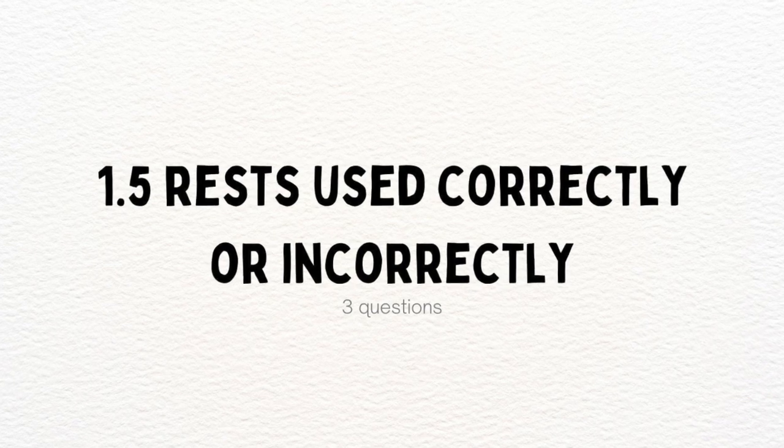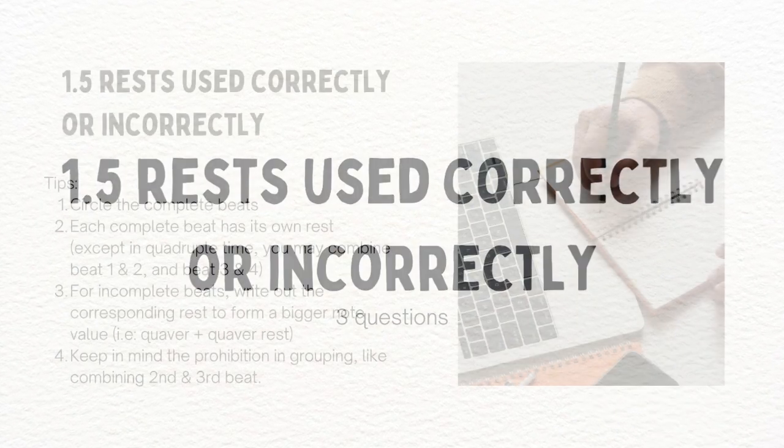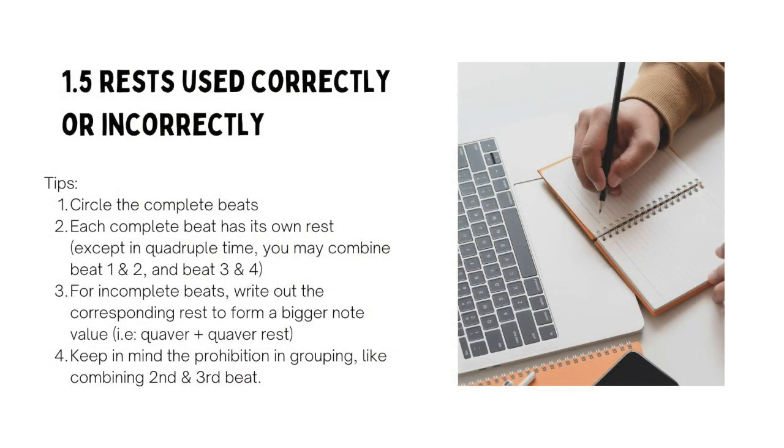Question 1.5. Rests used correctly or incorrectly. There will be 3 questions. The tips are: circle the complete beats. Each complete beat will have its own rest, except in quadruple time you may combine beats 1 and 2 and beats 3 and 4. For incomplete beats, write out the corresponding rests to form a bigger note value. For instance, a quaver should be paired with a quaver rest to form a crotchet.